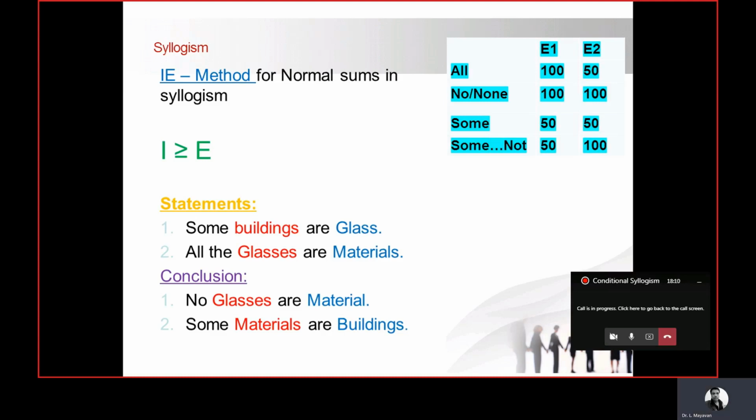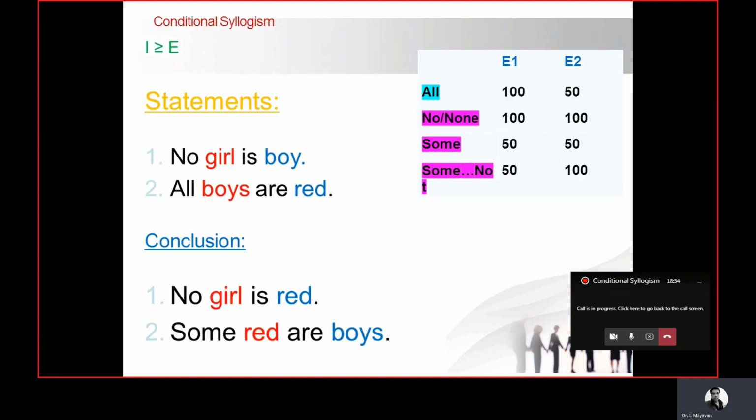So how about the buildings? What is the value given for building? 50 in the statement. Here in some, it is 50. So conclusion 2 is the right one. That should follow this statement. Some materials are buildings. I hope you are all able to follow this simple method. Now look at this. Another example.